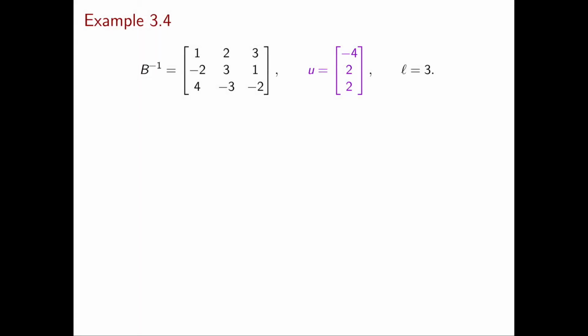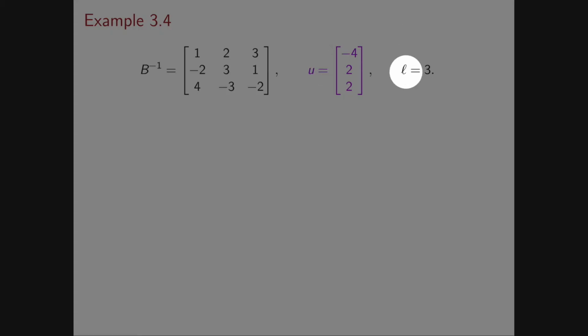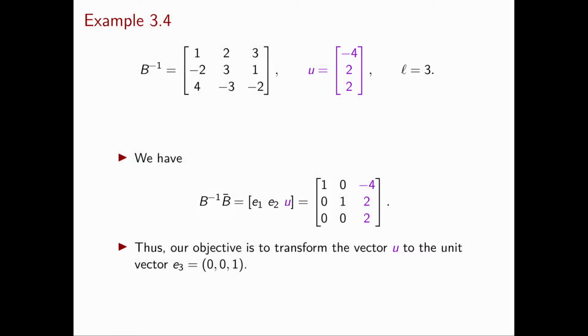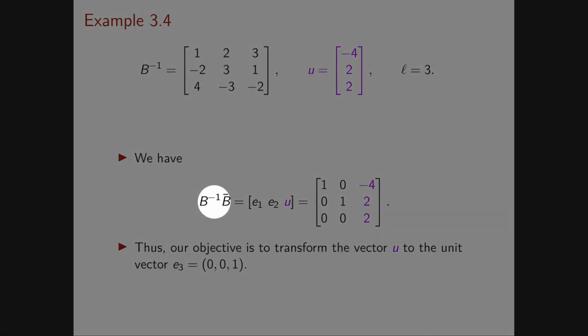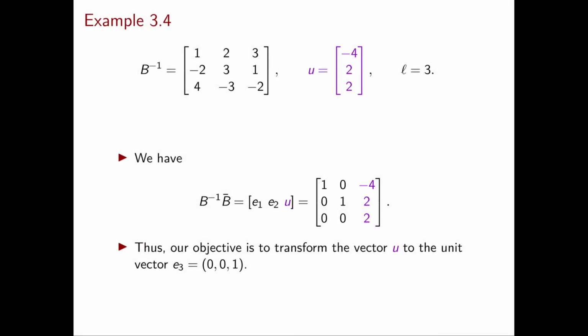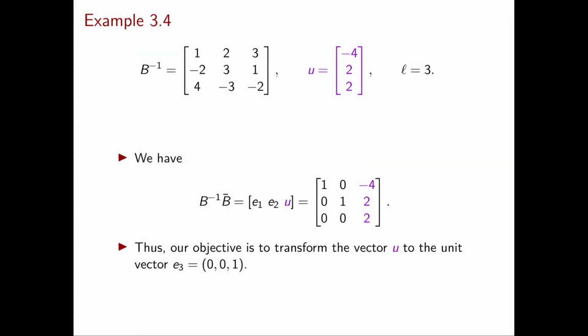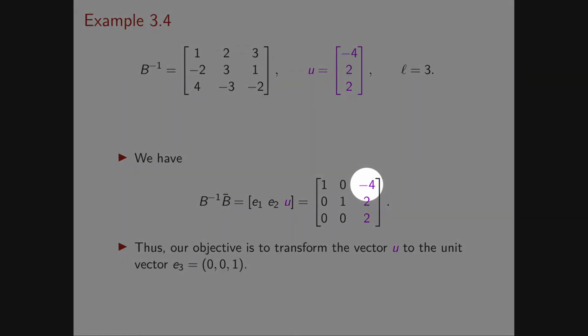Now let's see an example where we have a matrix B inverse, we have the vector u, and we have the index L, and we want to construct B bar inverse. We start by looking at the matrix B inverse B bar. This is obtained from the identity matrix by replacing the column L, so the column 3, and here we have such a matrix. Therefore, our objective is to transform the vector u into the unit vector e3, which is 0, 0, 1.